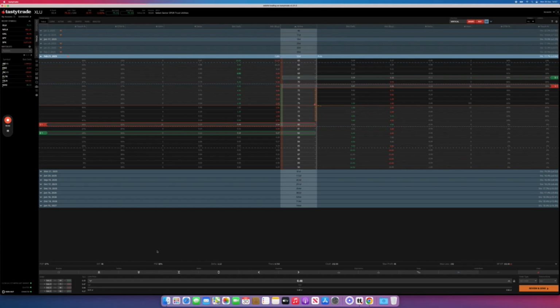And that's the trade-off. Nothing is free in the market, but that is how you can find and manipulate positions to fit inside your portfolio, no matter what size portfolio you have.